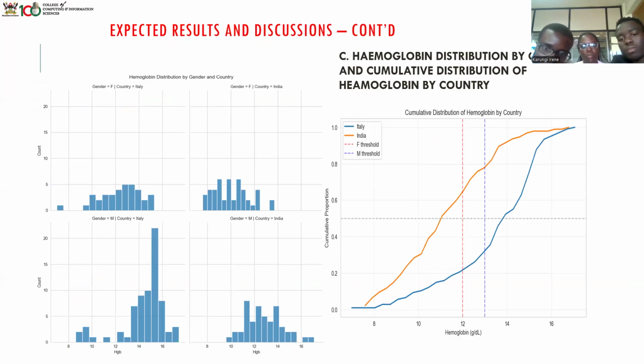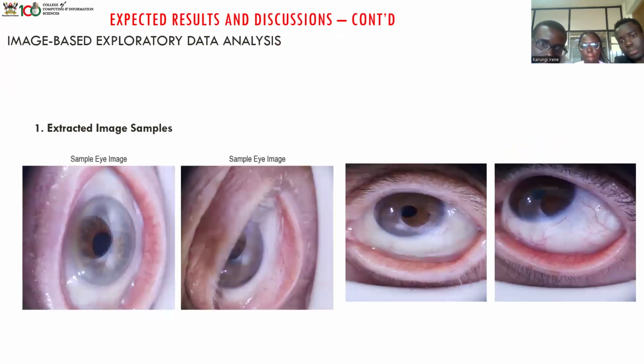The hemoglobin distribution curve shows the hemoglobin distribution. Then on our left-hand side, we categorize the hemoglobin distribution by the gender of a person and the country, in this case India and Italy.